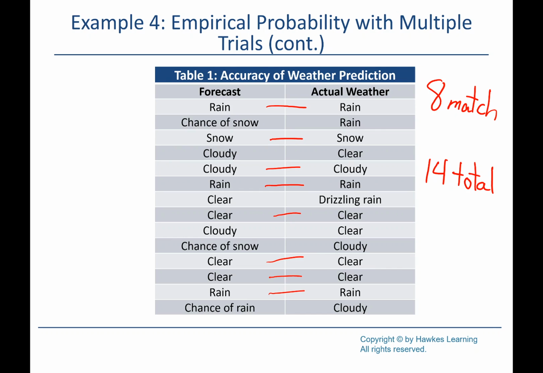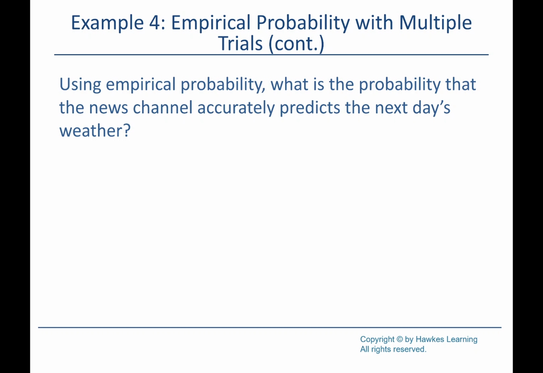So to get our empirical probability, we do the days where the forecast was right out of the total days we checked. Okay, so let's see what that is as a decimal. So 8 divided by 14. That's 0.571 something.